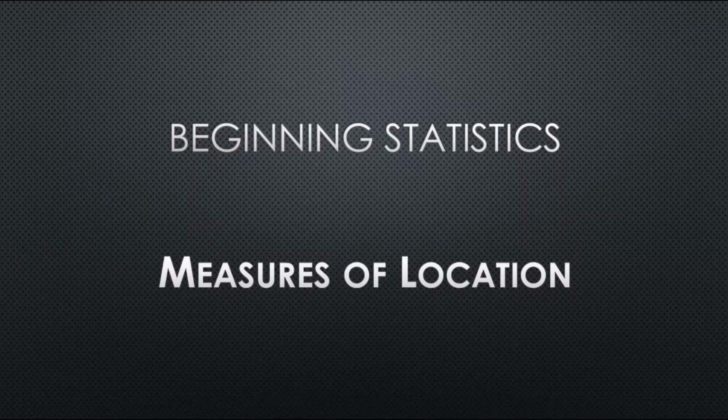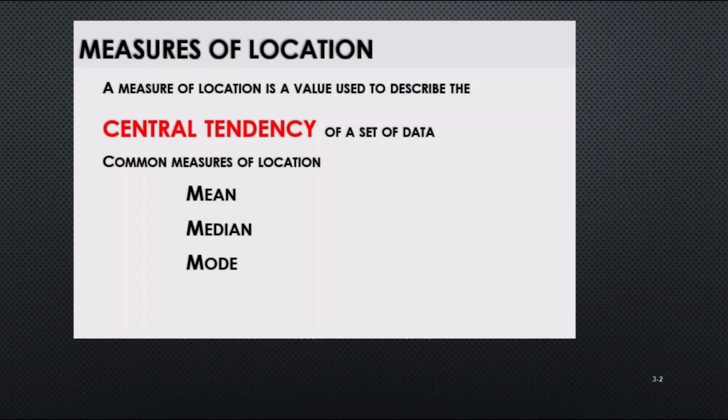Beginning statistics, measures of location. The most common measures of location are the mean, median, and mode, sometimes referred to as central tendency of a set of data. What does central tendency mean?